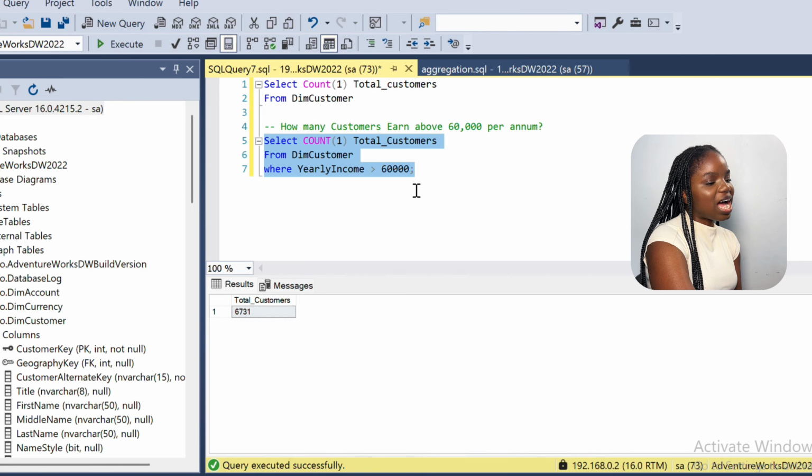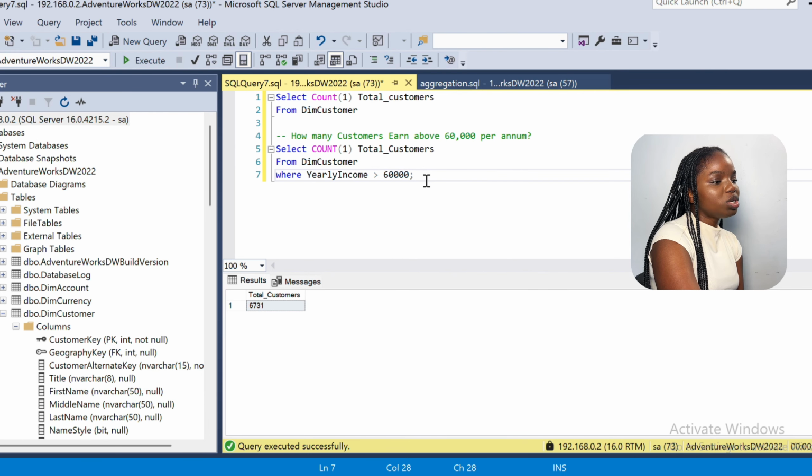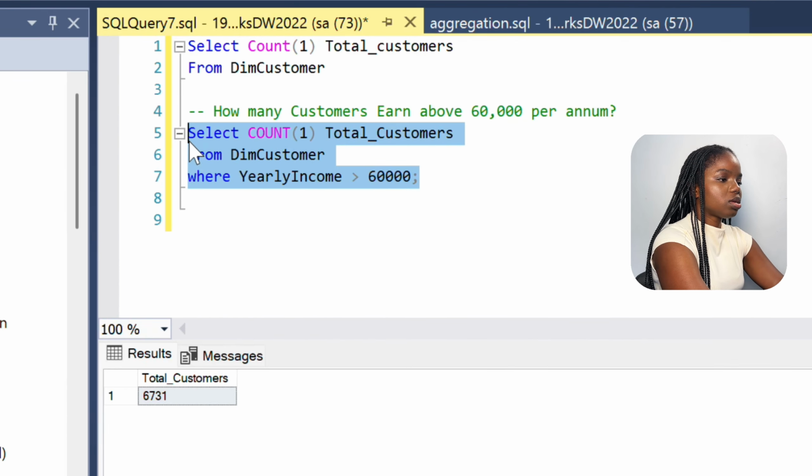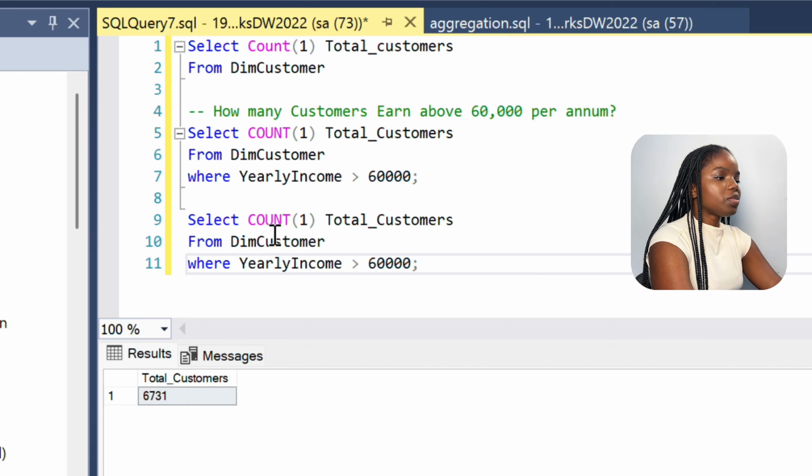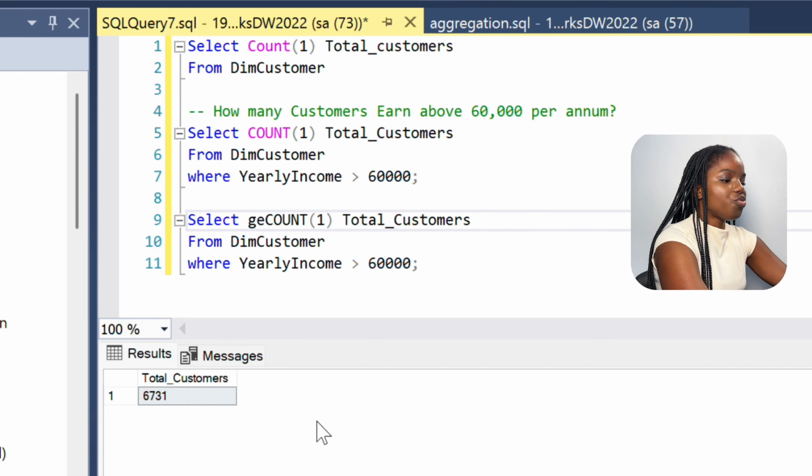We could go further and also pick some other criteria or some other demographic to divide them. Now we want to know the number of males that earn above 60,000 and the number of females that earn above 60,000. So if I would do that, I would copy this, paste it back here. Then I need to bring in gender.